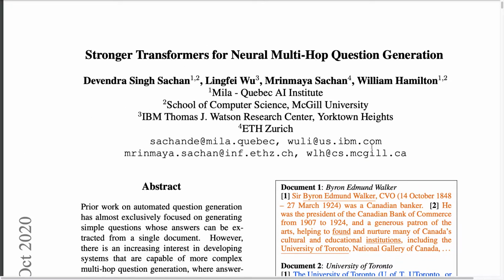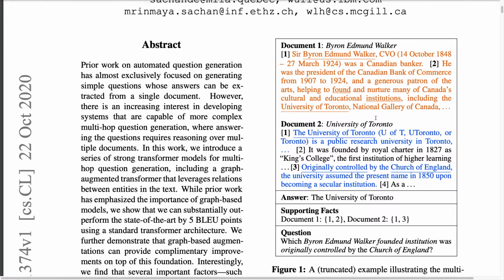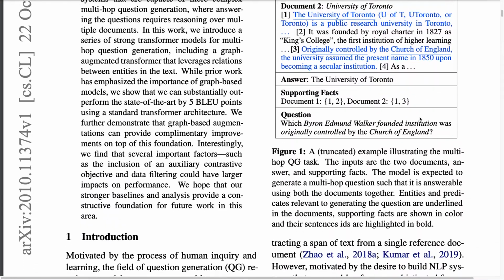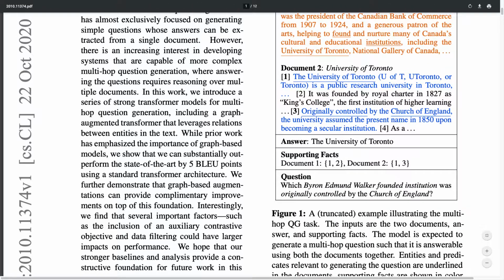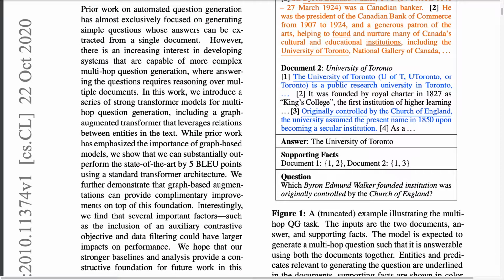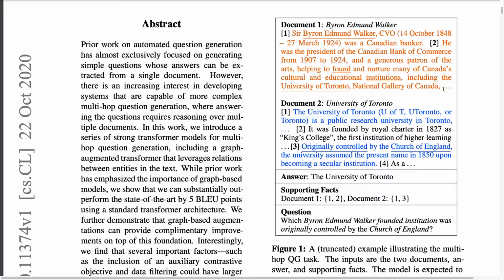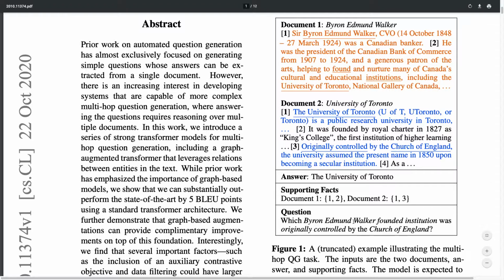So how do the authors tackle this? They propose 2 new transformer models for this task. The first model is a standard transformer model with some modifications. That model is just taking all the documents as input, using some special encodings to make sure that the model can distinguish between the answer and the input documents. And then the model is generating the question in a sequence fashion.